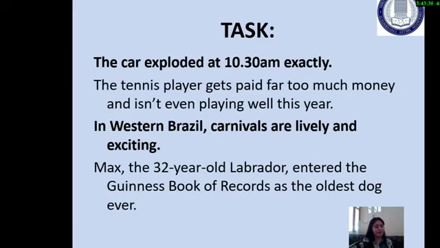This is the task. The car exploded at 10:30 am exactly. The tennis player gets paid far too much money and isn't even playing well this year. In Western Brazil, carnivals are lively and exciting. Max, the 32-year-old Labrador, entered the Guinness Book of Records as the oldest dog ever.